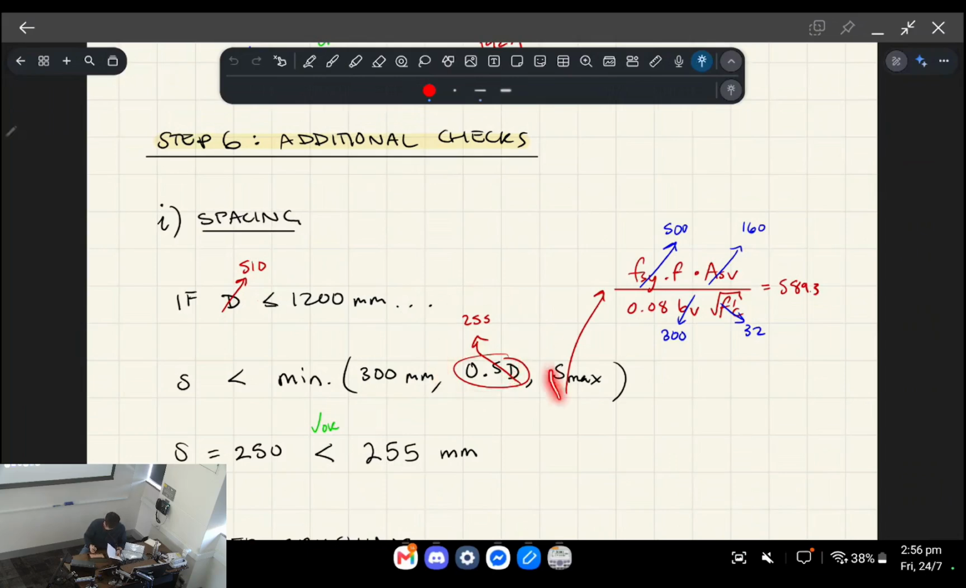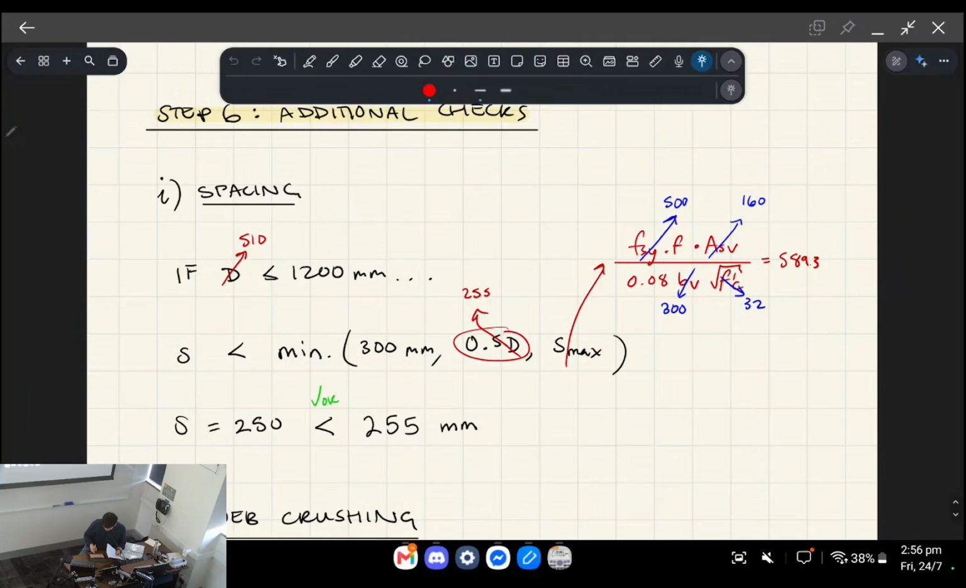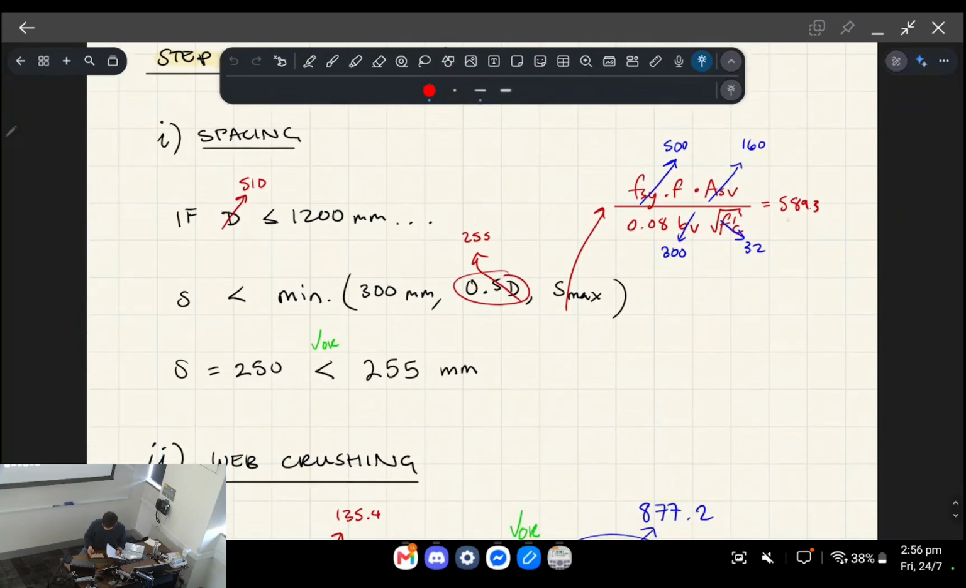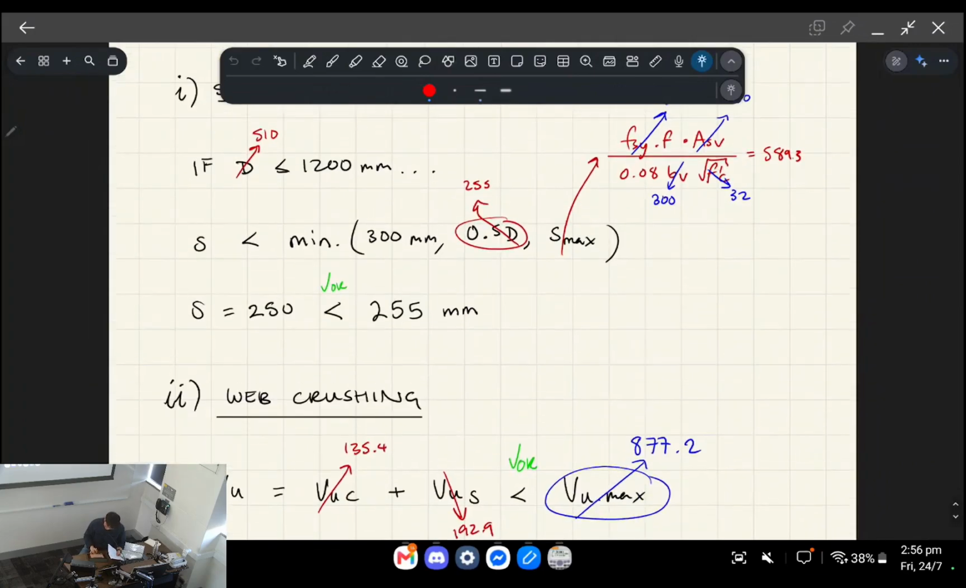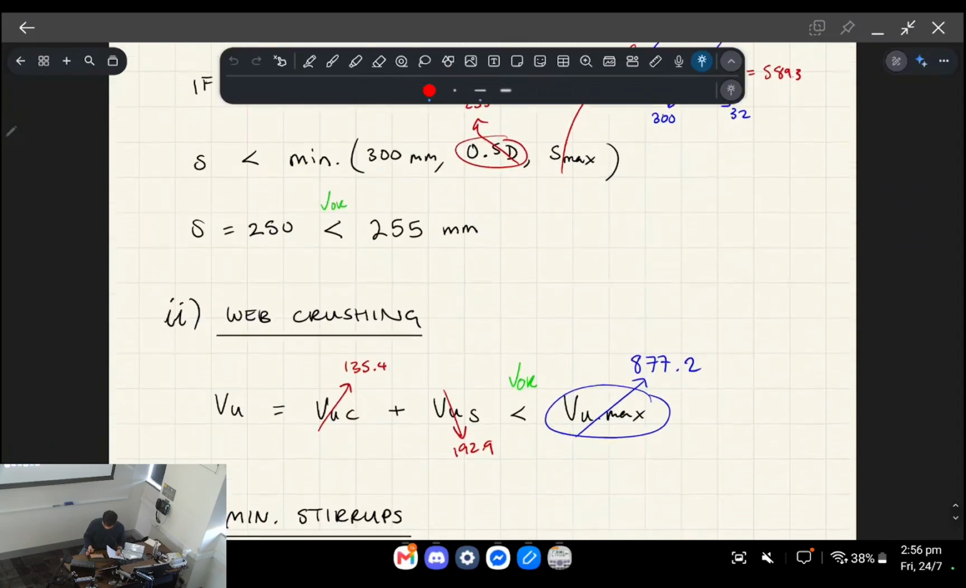The other one is capital S max. Capital S max has its own formula, and when you plug everything in, you'll see that that's equal to 580 or something like that. A lot of the time that doesn't really apply. It's not going to govern, but you still need to check for it, because usually this number is going to be bigger than 300 and the other one anyway. So the spacing that we chose was 250. So it satisfies the three spacing requirements. The governing one was 255.